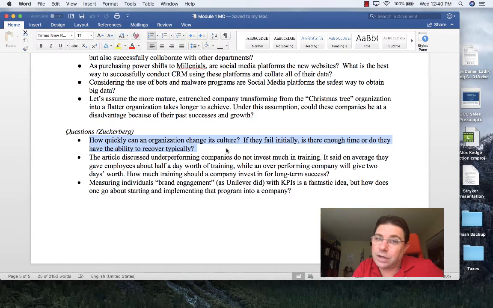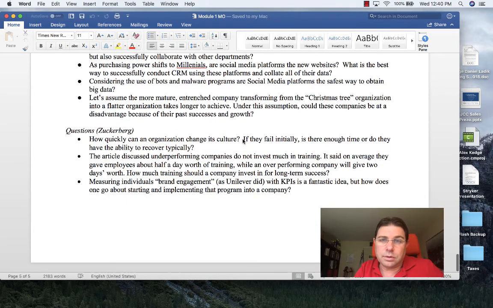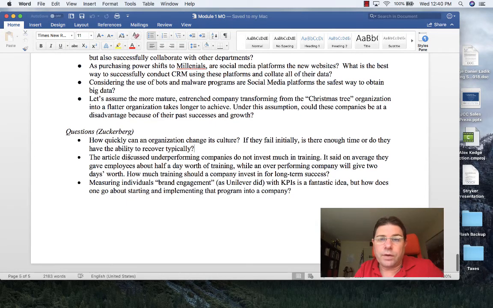And they were manufacturing tech products here. The iMac started it all. If they fail initially, is there enough time or do they have the ability to recover? That's usually a function of whether they have the cash to recover.